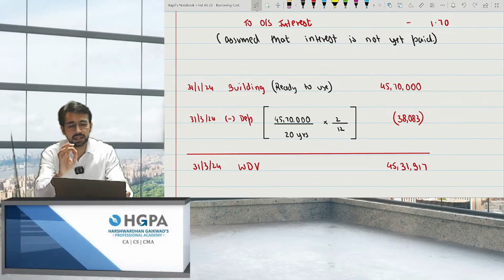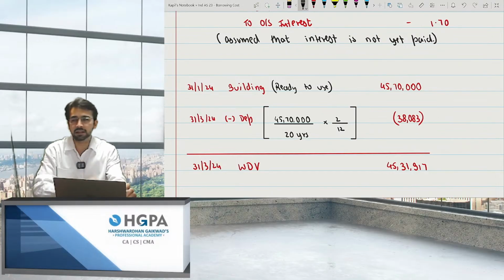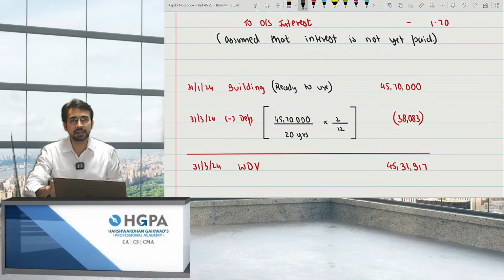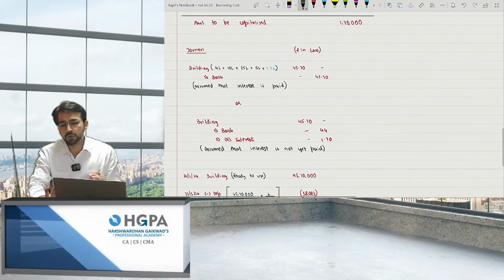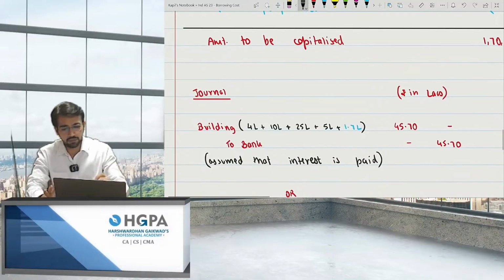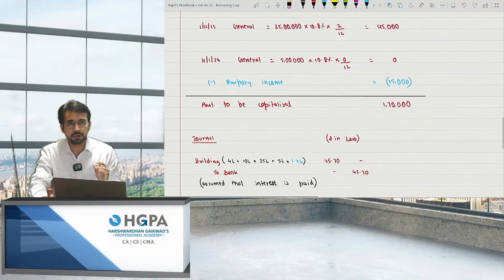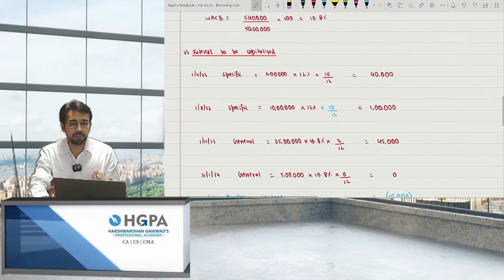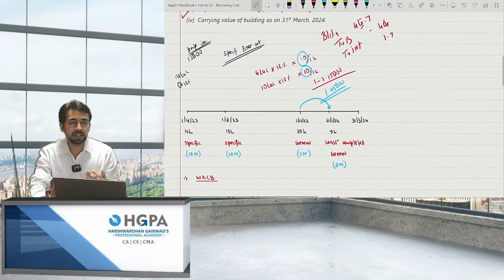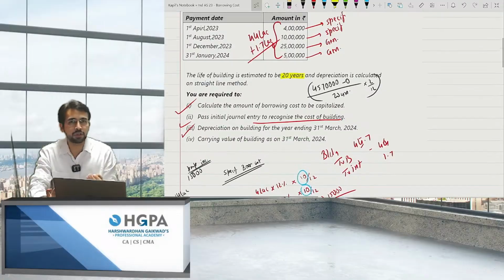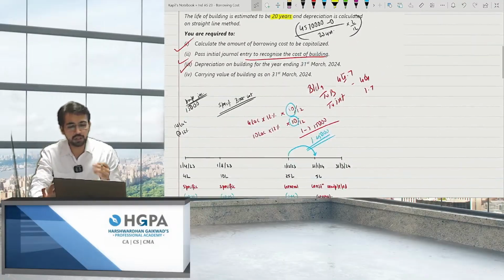The point is depreciation starts from the date it is ready to use. So building ready to use was on 31st January. 2 months depreciation was there, 38,083, and the WDV will be 45,31,917. This is the answer. See, you have to pay attention. See, I have given over here. Please pay attention on what is the amount, from what date you should start the depreciation. You cannot depreciate it for the complete year since it was not ready for use, right? So you have to pay attention on each and every line.